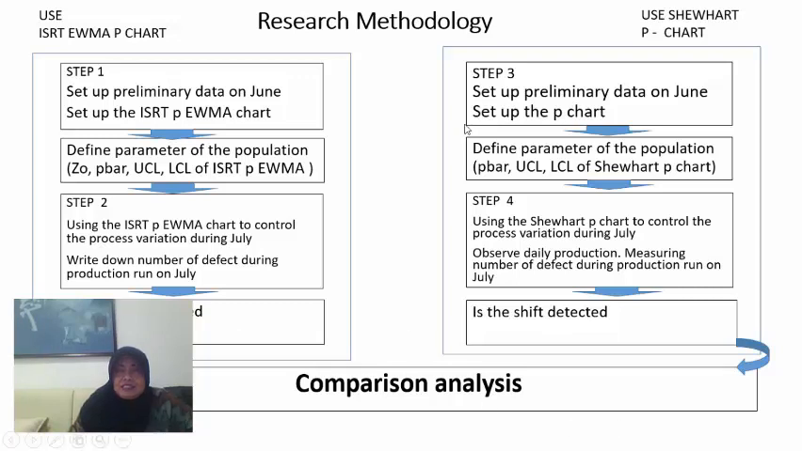In the second session, the same steps are done. We also set up preliminary data in June to estimate the population parameters and use them to control the production process using the P chart instead of the proposed chart. Both results are then compared and analyzed.